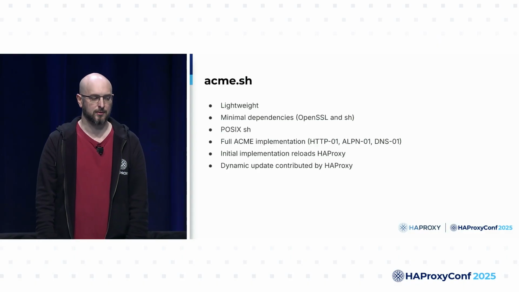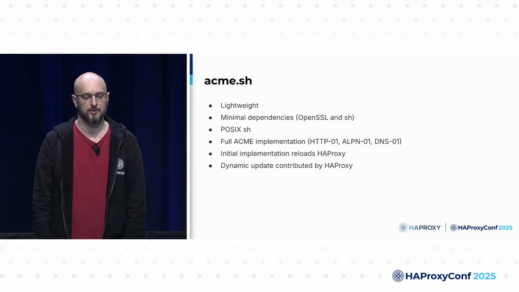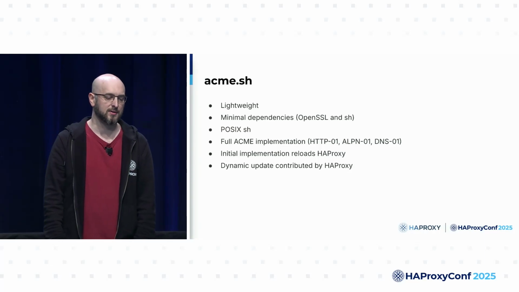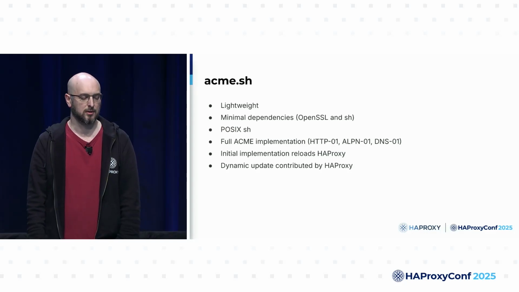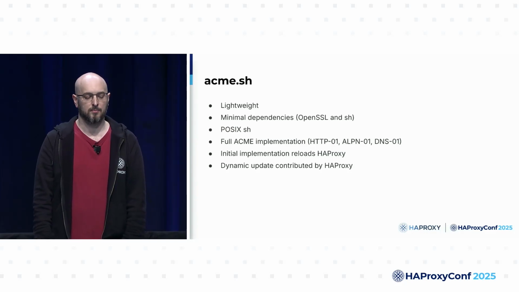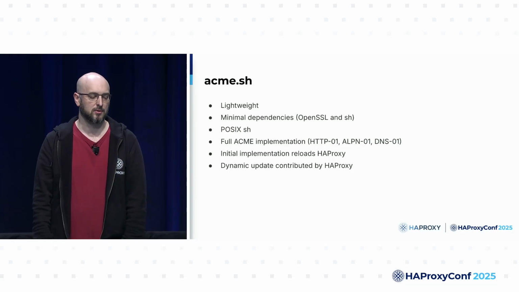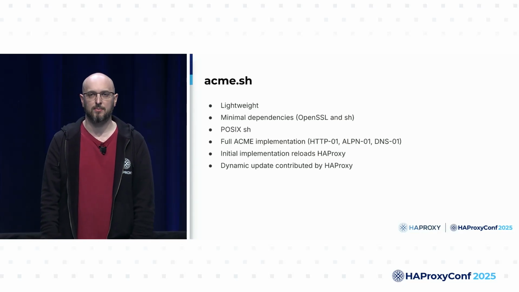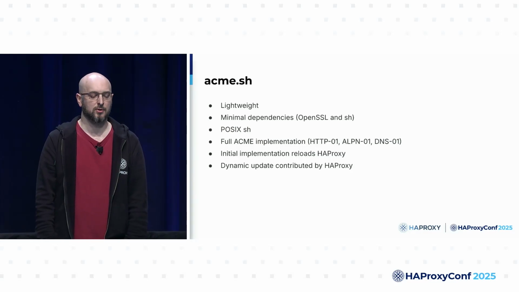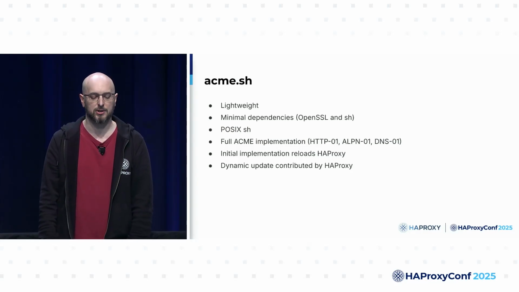Thank you, Marco. So we needed something light and portable for appliances, something with a few kilobytes, no dependencies. So we found out about ACME.sh, which is pretty popular. It is lightweight, with minimal dependencies. It's only a big POSIX script using the OpenSSL binary. It's a full ACME implementation, meaning you can do the HTTP challenge, the TLS-ALPN challenge, and the DNS one. And it supports HAProxy natively.